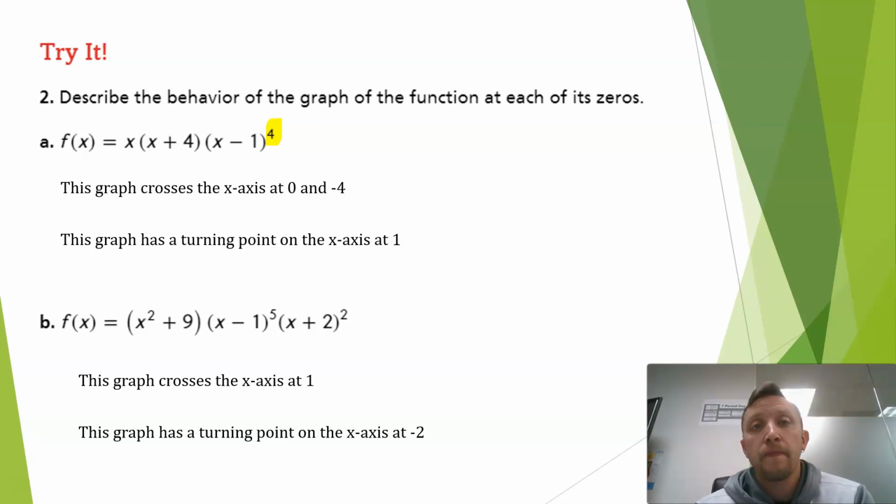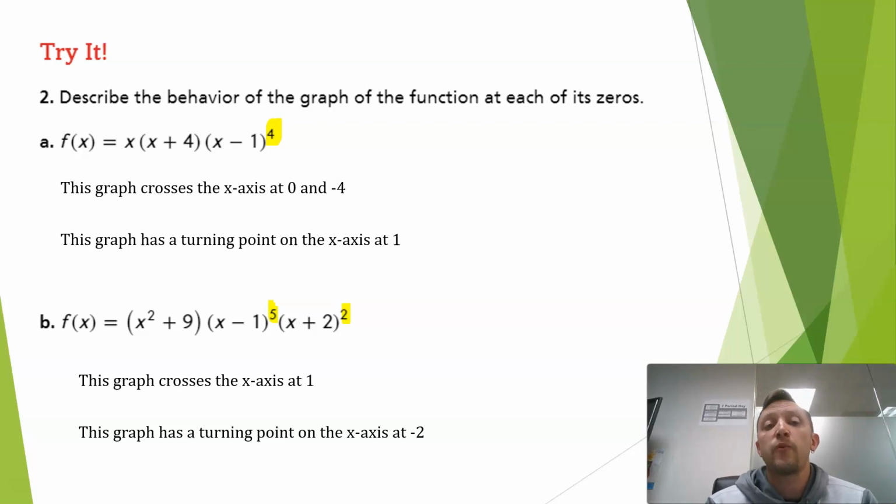it's going to have a turning point where x is 1. Okay, now in this example, we have x squared plus 9, we have x minus 1 to the fifth power, and x plus 2 to the second power. Now the x squared plus 9, if I set that equal to 0, we get, again, imaginary numbers. If I set that equal to 0, we'd get x squared equals negative 9. So we'd be dealing with the square root of negative 9, which is going to be an imaginary number. So we don't worry about that right now.